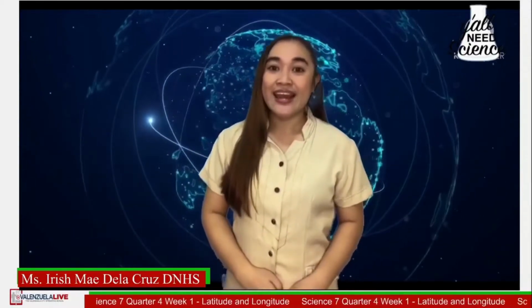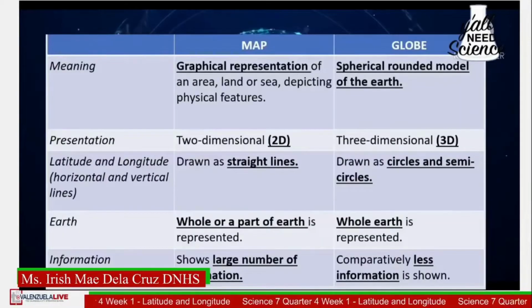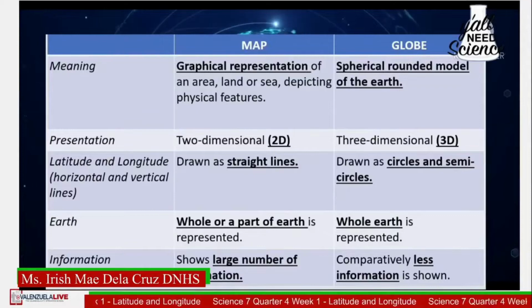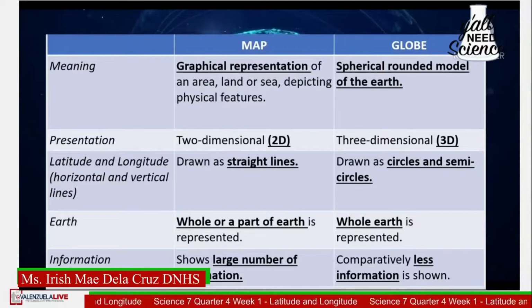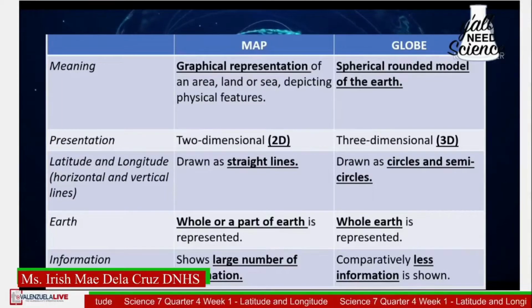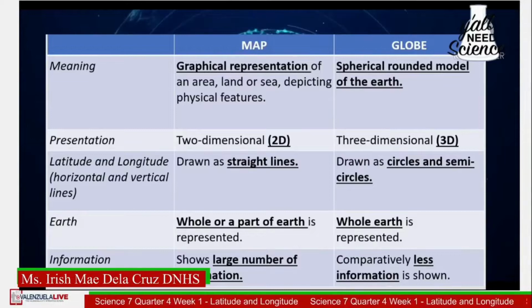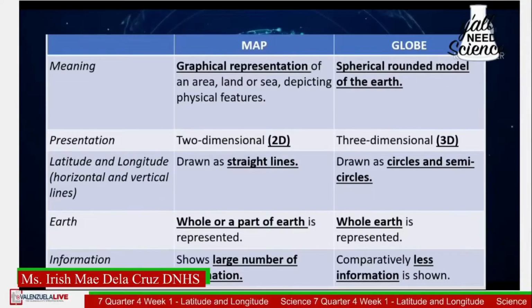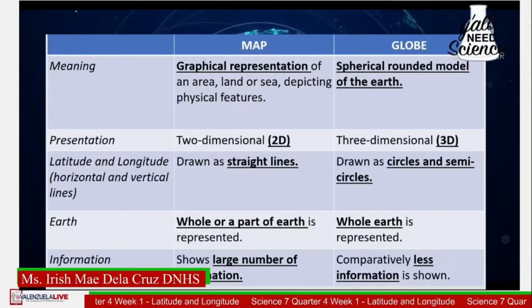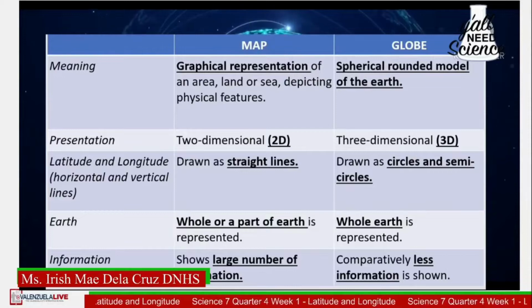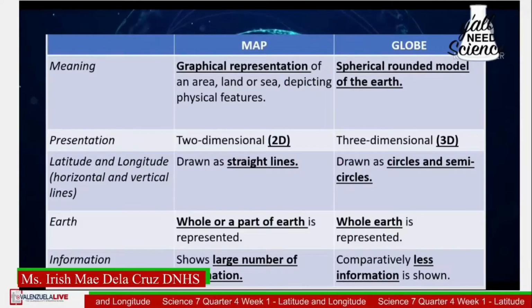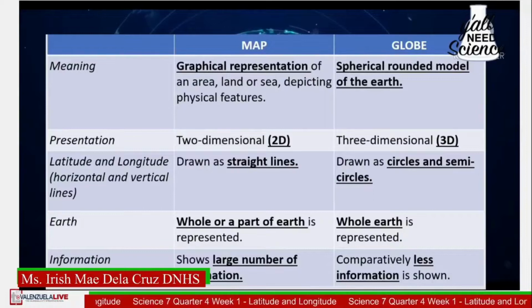Since map and globe are both used to locate places, let us see the comparison of the two using the data presented. As what I have mentioned a while ago, map is defined as the graphical representation of an area, land or sea, depicting physical features, while the globe is a spherical rounded model of the Earth. Map is presented in two-dimensional, while globe is presented in three-dimensional.